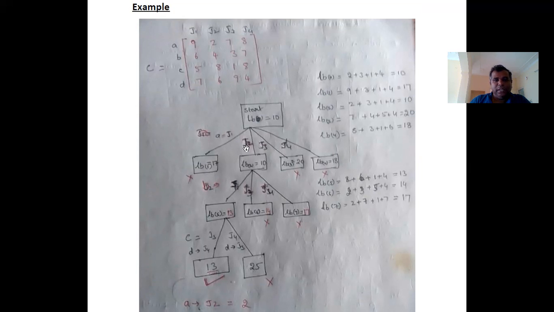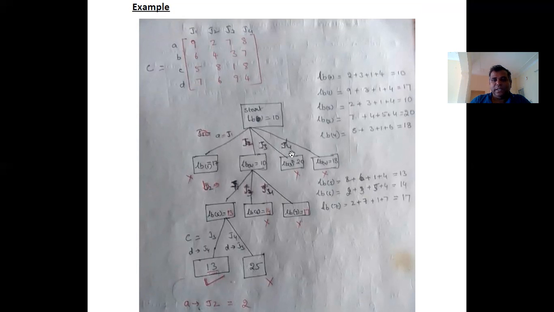If person A is assigned to job 2, we look at child node 2. That means A is assigned to job 2. What is the cost? 2. So delete the first row and second column. Now find the minimum value of each remaining row. The minimum value of the second row is 3, third row is 1, fourth row is 4. So the cost is 10. The lower bound value of node 2 is 10.